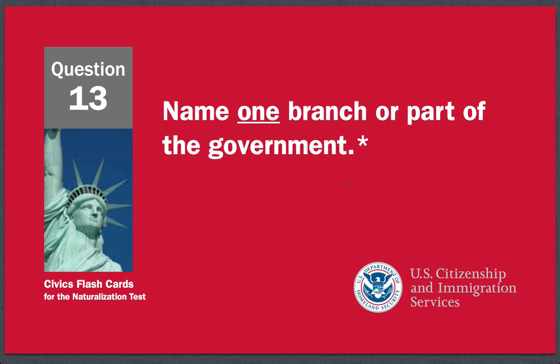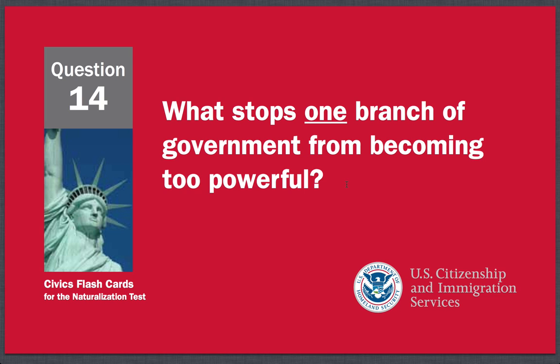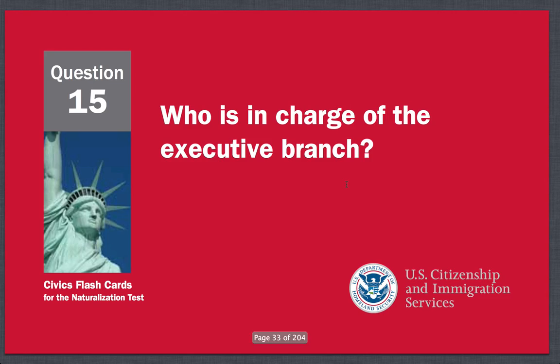Name one branch or part of the government. There is Congress, legislative, the president, the executive, the courts, the judicial. The president is usually the executive, but it keeps going on like that, so you can answer it. What stops one branch of government from becoming too powerful? Checks and balances, separation of powers. Actually, to get more information, there are 3 of them: legislature, judiciary, and the executive.